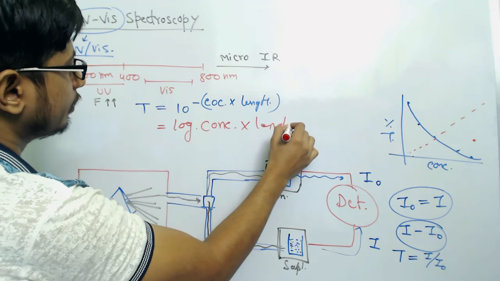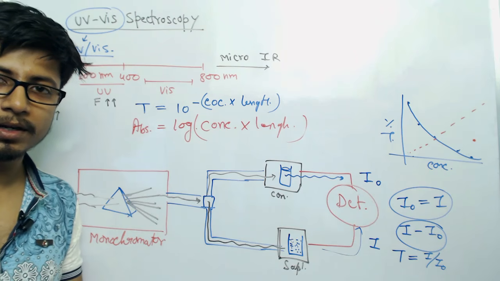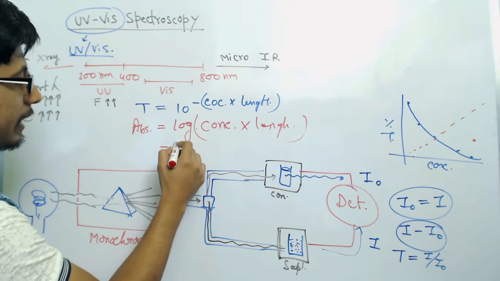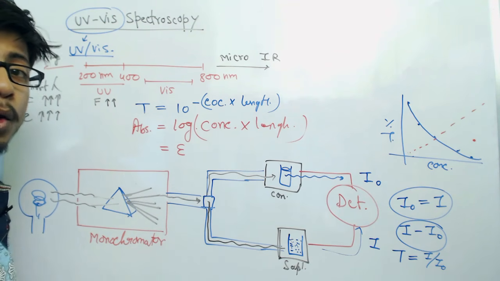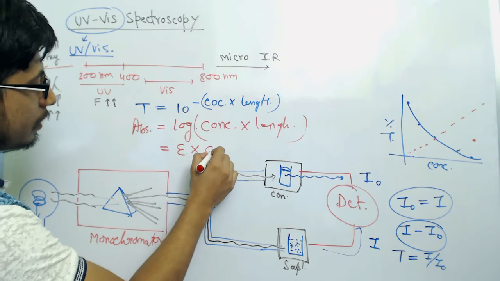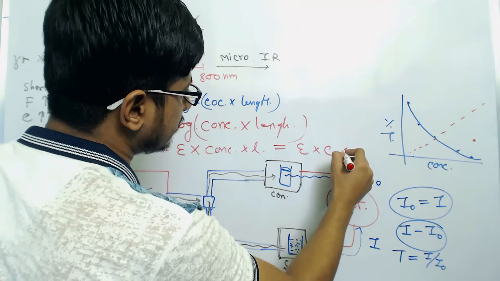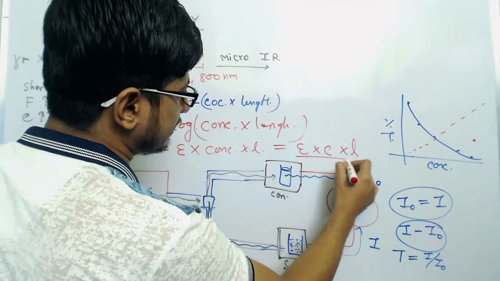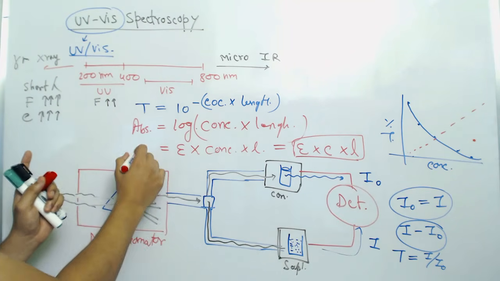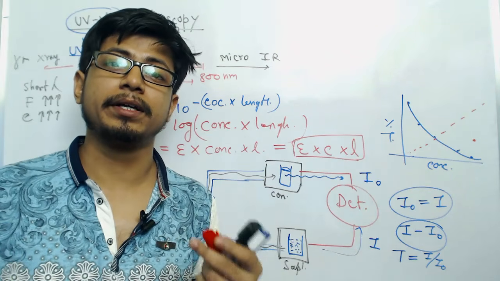So the log value of concentration into length can give you the value of absorbance. And the constant that we utilize here is known as the molar absorption coefficient, or epsilon, into concentration into length. We can write it as epsilon, concentration is written as C, and the length of the cuvette is L. So the formula comes down to epsilon CL equals absorbance. This is the net absorbance formula, epsilon CL, derived from the Lambert-Beer equation.